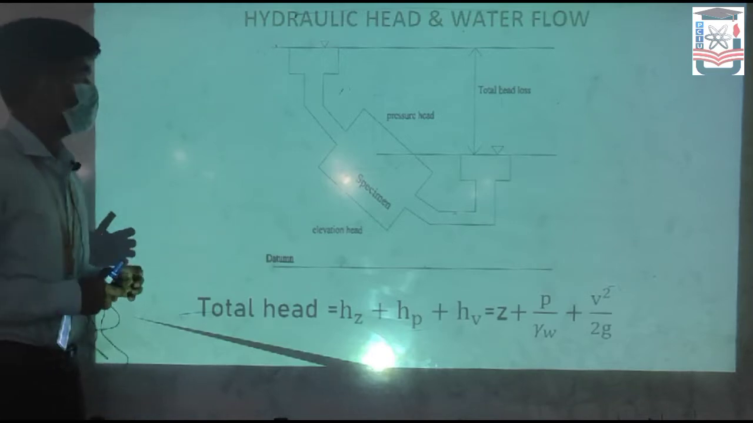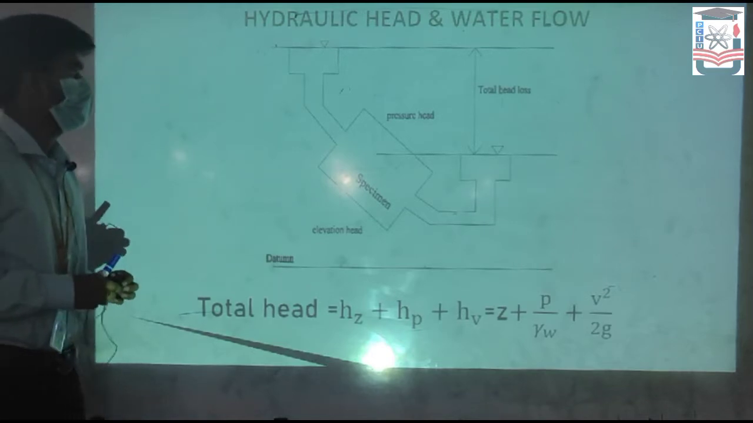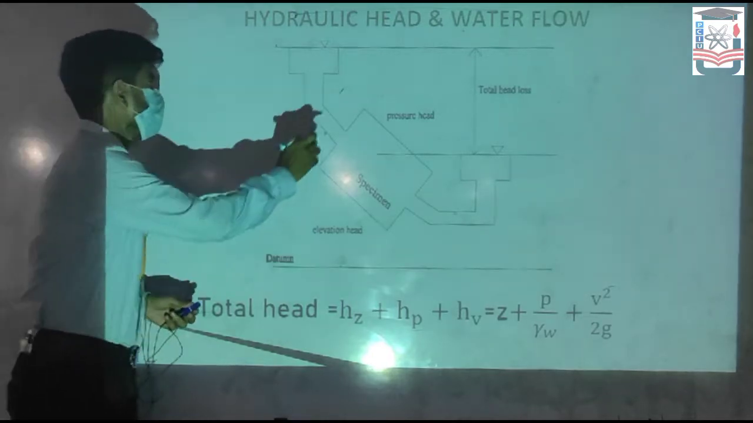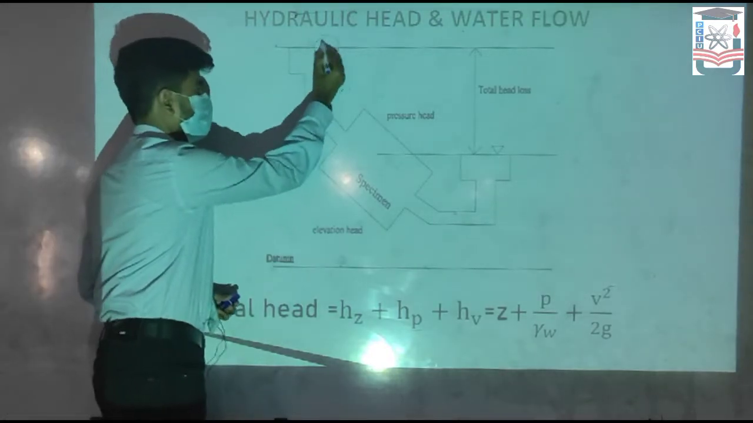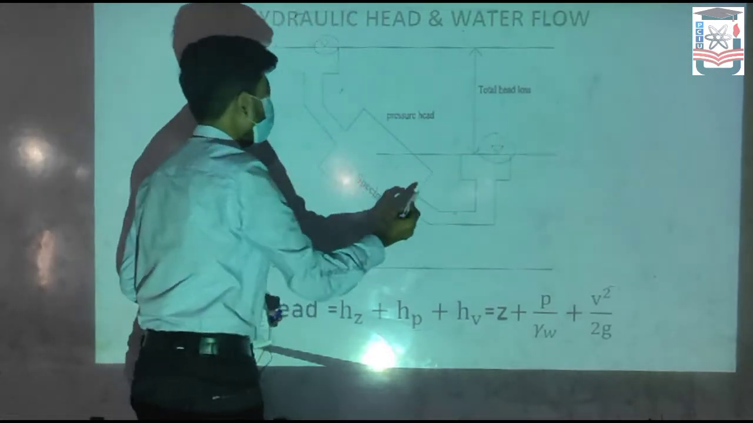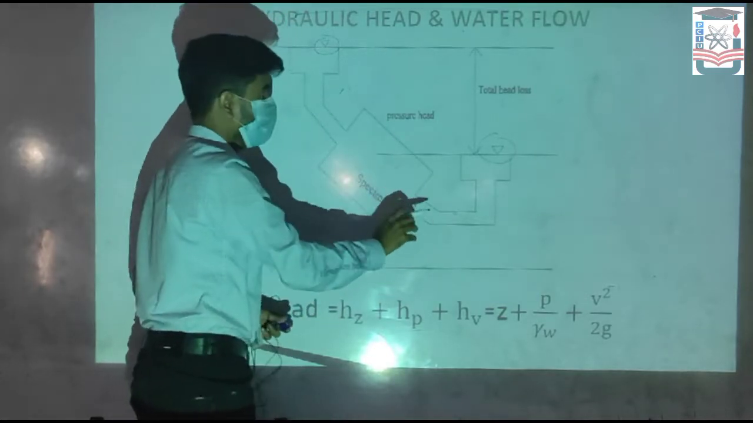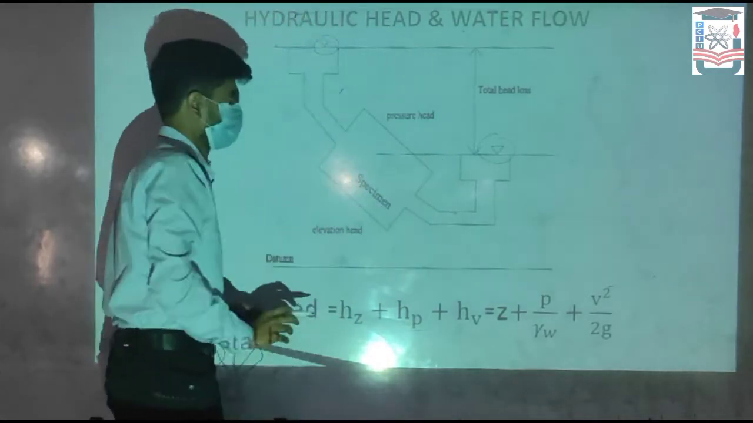Okay, so now I'm going to talk about hydraulic head and water flow. Here we can see two water levels. This is the upper water level and this is the lower water level. The distance between the upper water level and the lower water level is called total head loss.